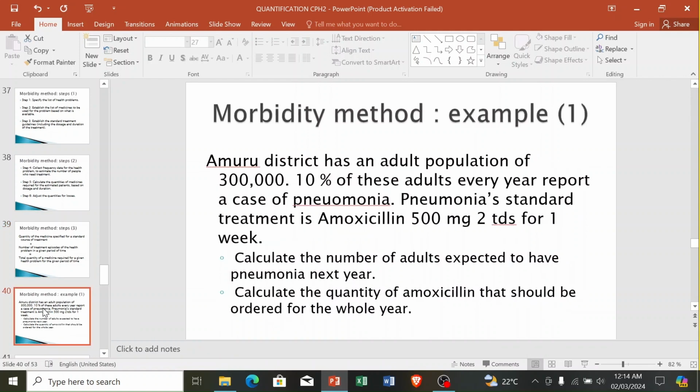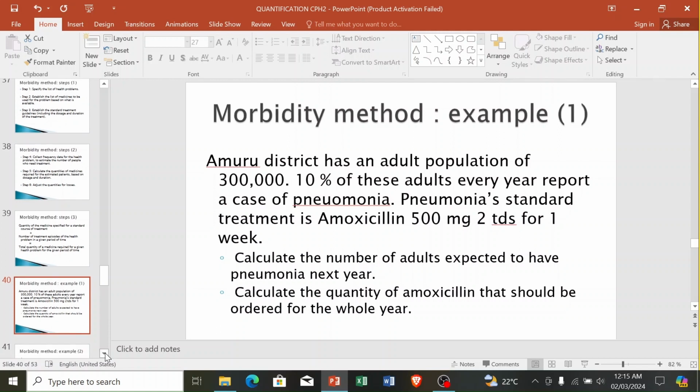Then we have an example. Amuru district has an adult population of 300,000 people. 10% of these adults every year report a case of pneumonia. Pneumonia standard treatment is amoxicillin 500 milligrams TDS for 1 week. Calculate the number of adults expected to have pneumonia in the next year. Calculate the quantity of amoxicillin that should be ordered for the whole year. You can do this rough work somewhere and try it out.